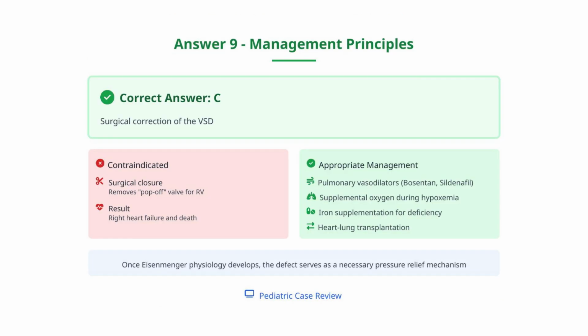Surgical correction of the ventricular septal defect is contraindicated in established Eisenmenger syndrome. Once irreversible pulmonary vascular disease develops, closing the defect would remove the pop-off valve for the right ventricle, resulting in right heart failure and potentially death. Appropriate management includes pulmonary vasodilator therapy, supplemental oxygen during hypoxemic episodes, and iron supplementation for iron deficiency, which can worsen symptoms. Heart-lung transplantation remains the only definitive treatment option, though pulmonary vasodilators have significantly improved quality of life and survival.